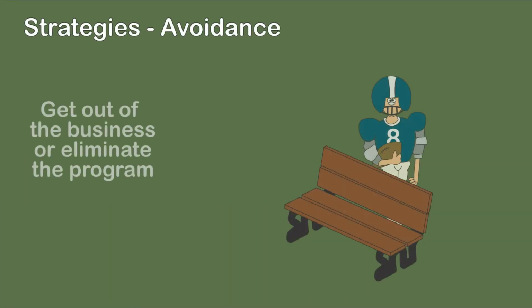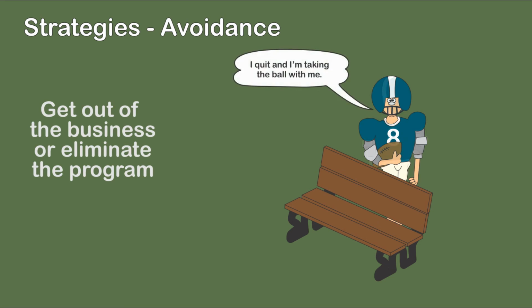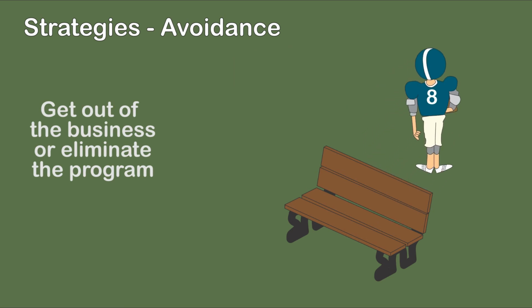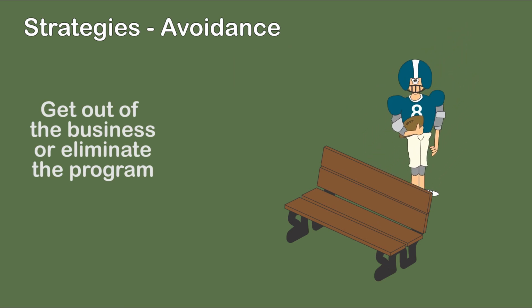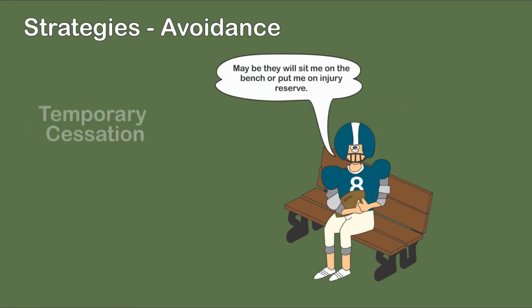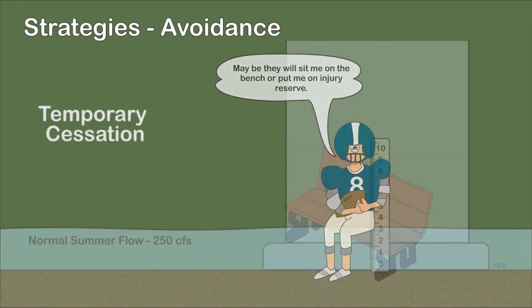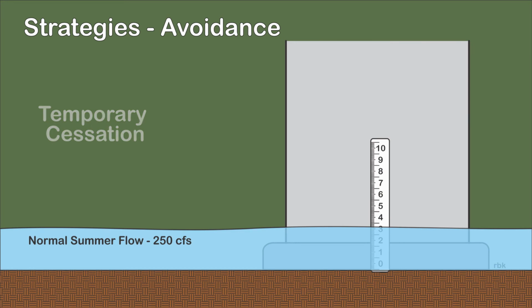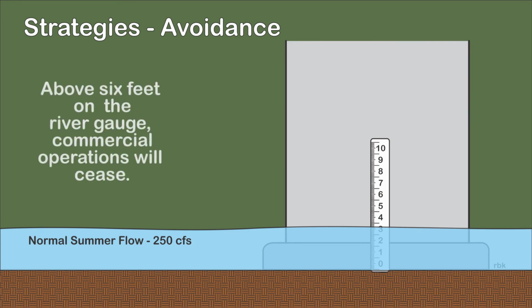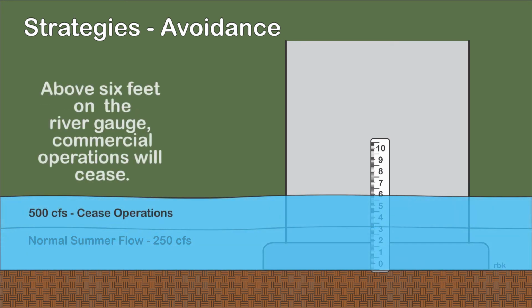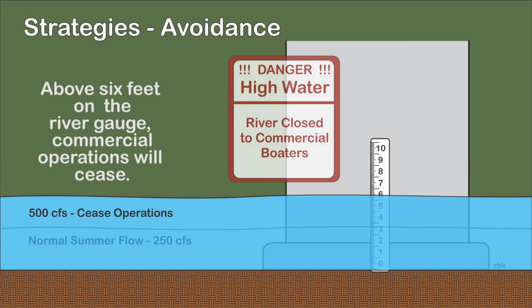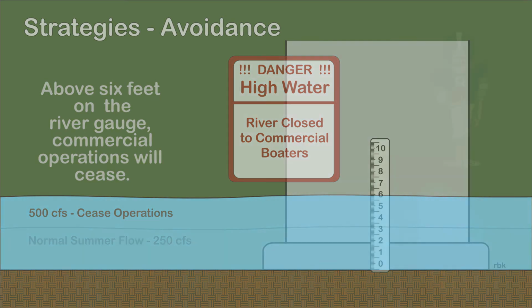Risk avoidance eliminates the source of the risk and hence any problems associated with it. You can get out of the business or eliminate the program. Temporary cessation of the activity is a form of avoidance. Winding Rivers could have installed a river gauge and when the water level reached a certain height, cease paddling activities. This would have avoided Melanie's drowning.